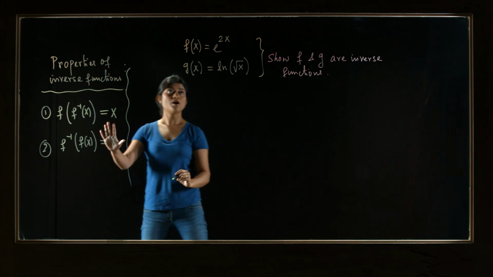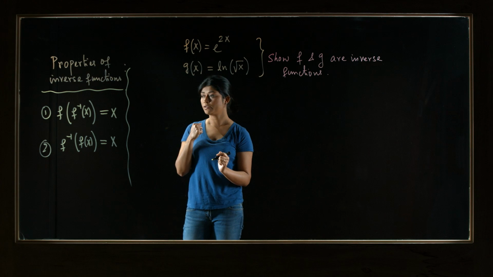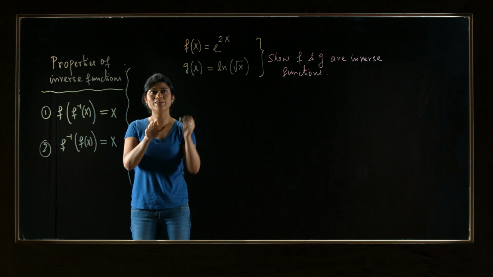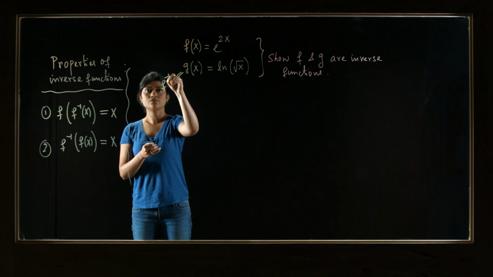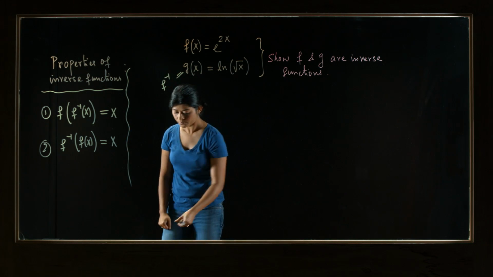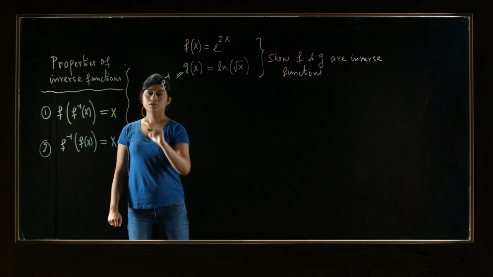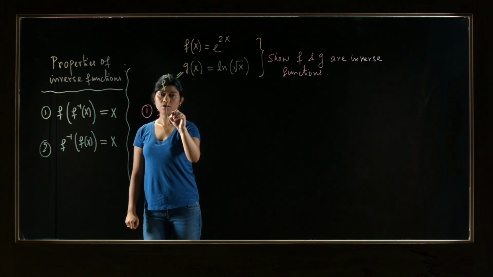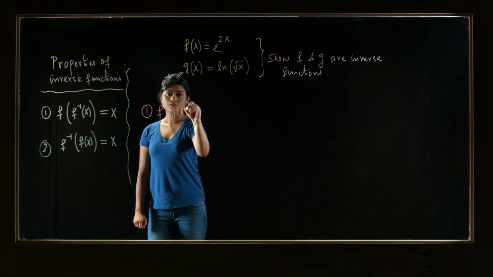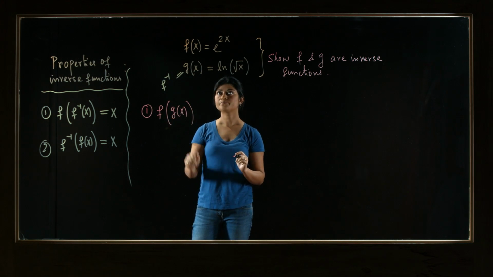So using these two properties, we can show that f and g will be inverse to each other. Basically what we want to show is that g is f inverse. Let's start with the first property. How about f of g of x? Let's see what we get when we compose these two functions.